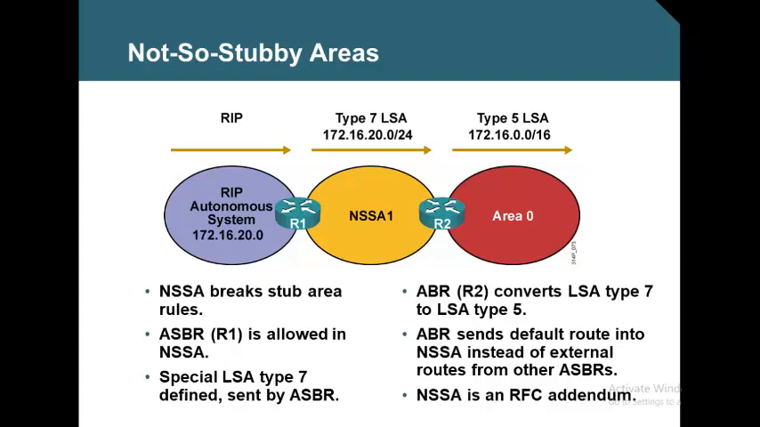Not so stub area will have external routes. Then why are you calling it a stub area? We learn external routes from type 5. That is why it is stub area. Stub area will not have type 5.